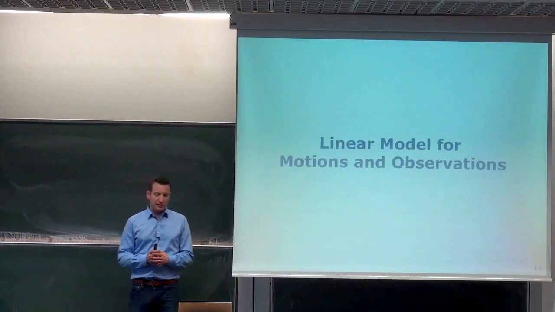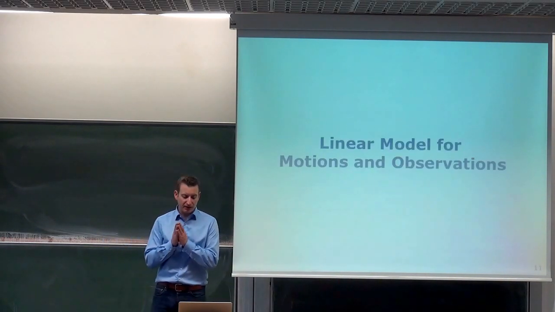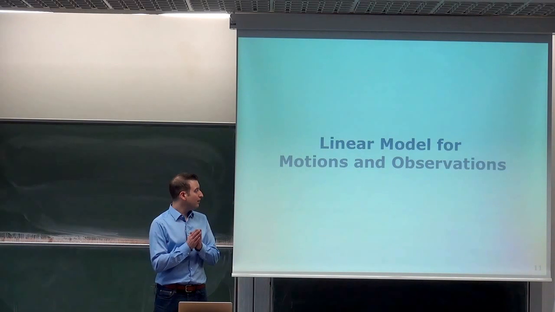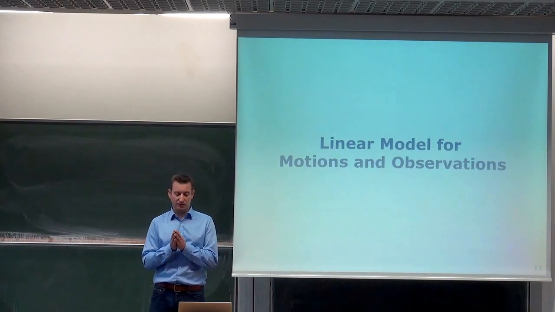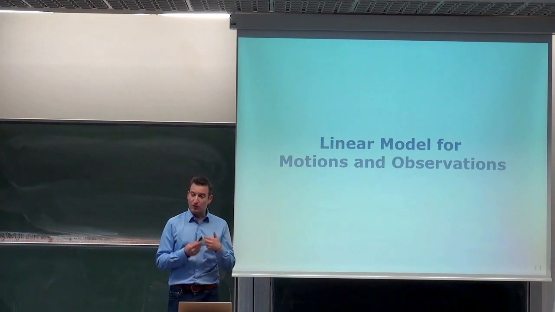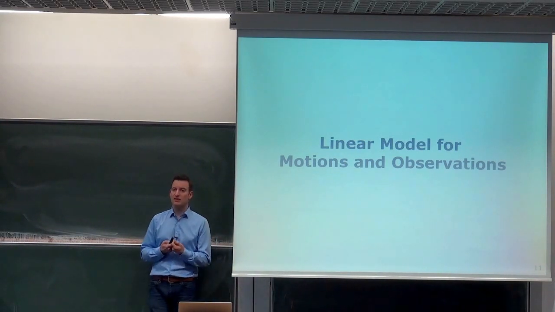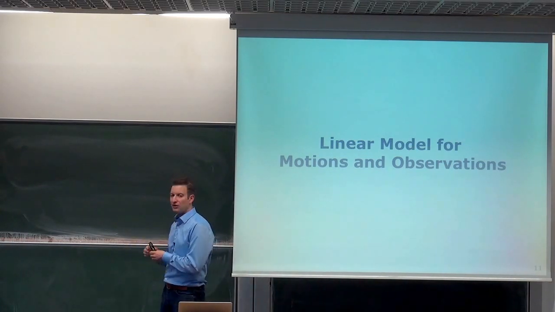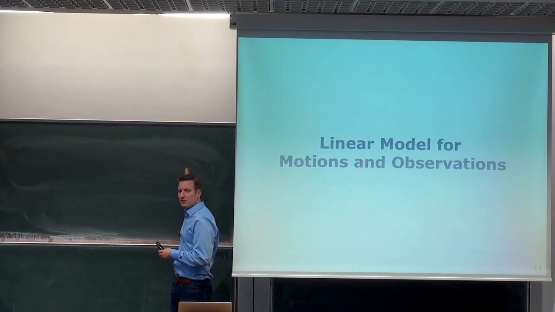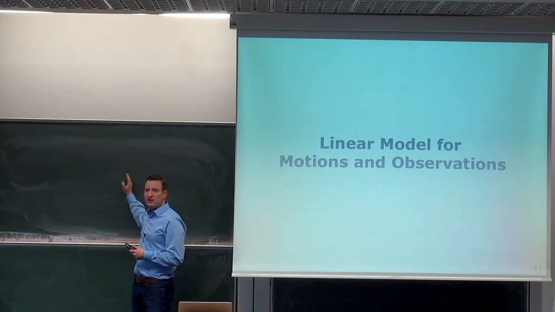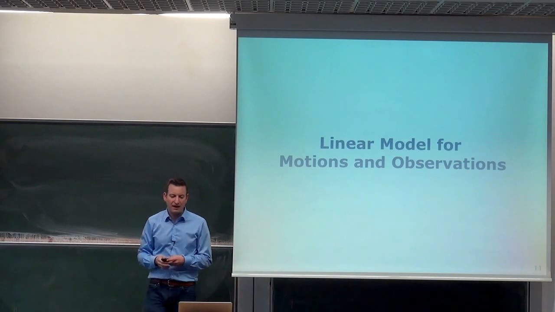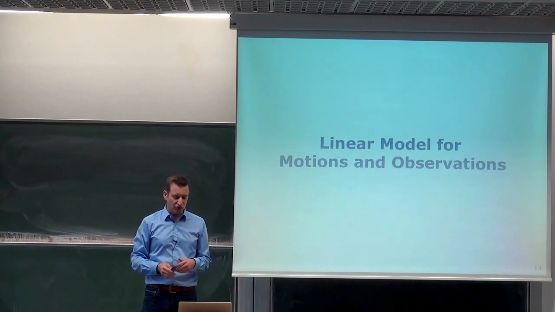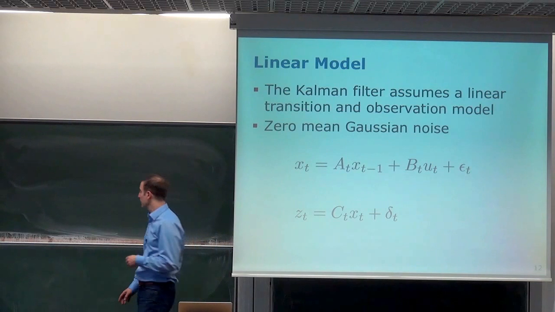So the next thing that we need is that we have a linear model for observations and for our motion. And so we start with the motion and say, how does such a linear model look like? So what does this linear model do? It tells me how I evolve the state from xt minus 1 to t given my command ut. And this should be a linear function.